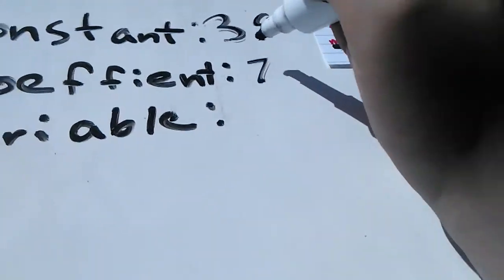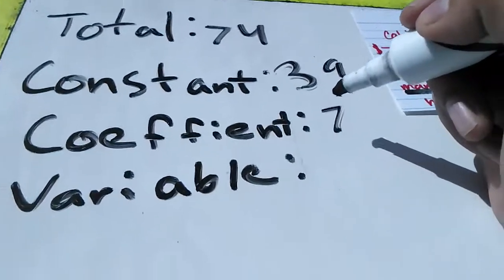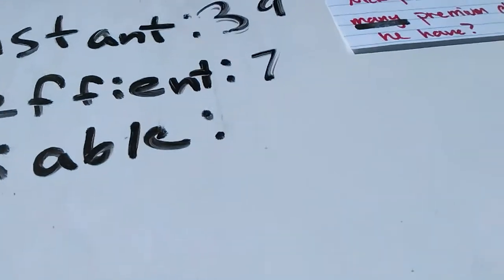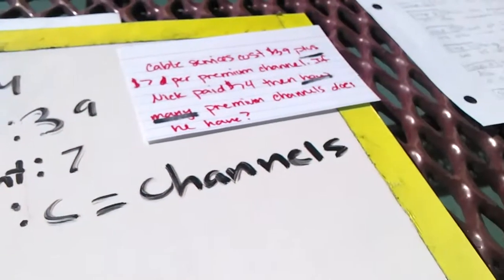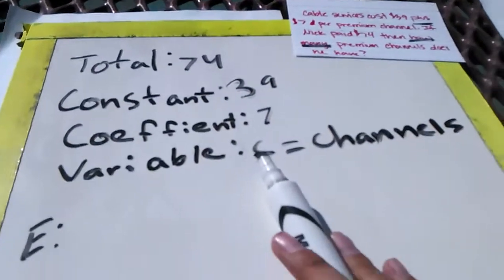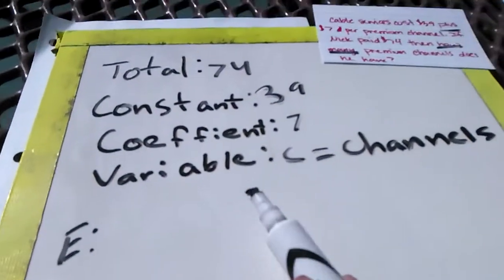And then the variable, we can choose whatever variable we want, but we're just basically saying what equals how many channels does he have, the bottom part of the question. So I'm just going to do C, C for channels, because how many channels does he have. Now that we have all the steps out of the way, let's actually get on to the equation.